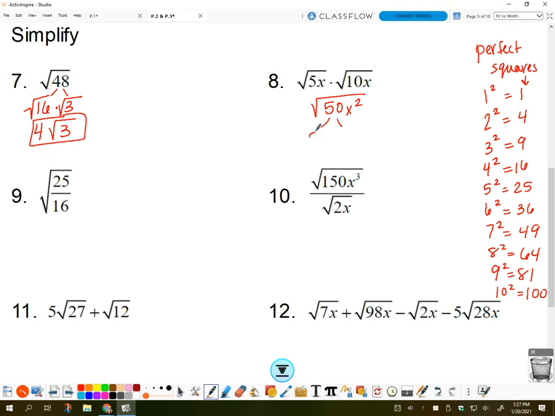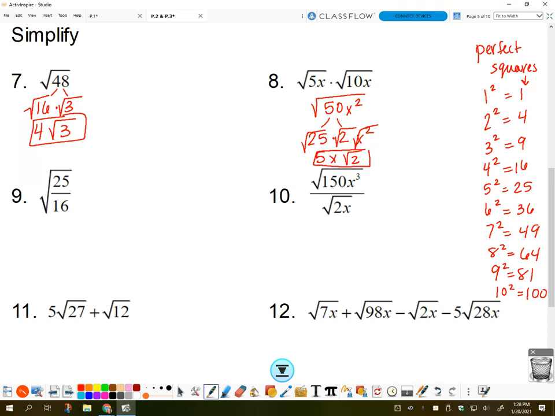All right, so for 50, I believe 25 and 2 is going to work. And don't forget that x squared is there. And again, take the square root of the pieces individually. The square root of 25 is 5. The square root of x squared is x. And the square root of 2 is ugly, so he stays in the house.